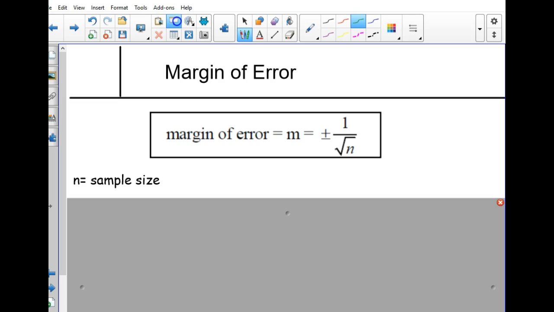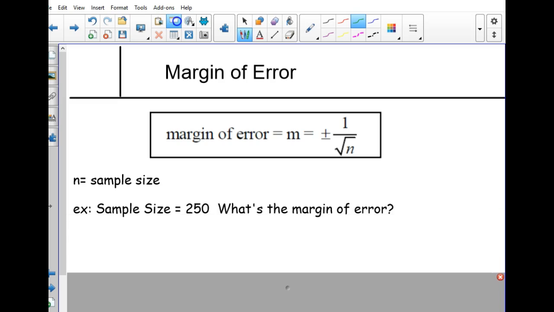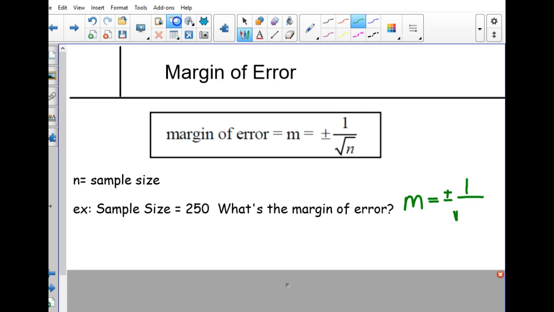And I only have one question on this slide. This is what the first page of the homework will be. If your sample size is 250, what's your margin of error? What are we going to do? Do you think I need to write steps on the board? No. I'm just going to plug 250 in. So I'm going to say m for margin of error is equal to plus or minus 1 over the square root of 250.